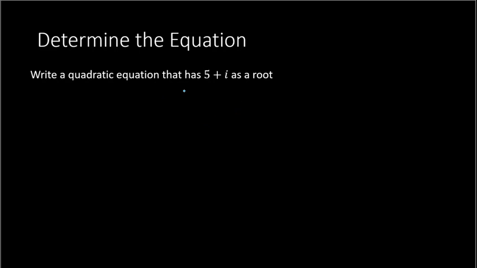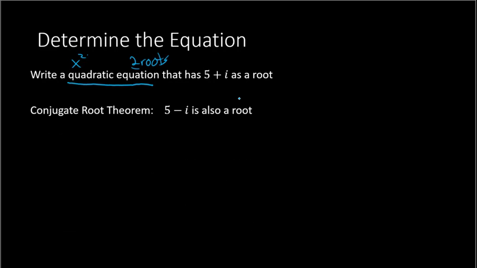All right, so here, quadratic equation means we have something squared, right? Which means we also have a degree of 2, which means we have 2 different roots, right? The degree indicates the number of roots we have. So this is one root, which means we must have one other root. Using the conjugate root theorem, if 5 plus i is a root, then the conjugate 5 minus i must also be a root.